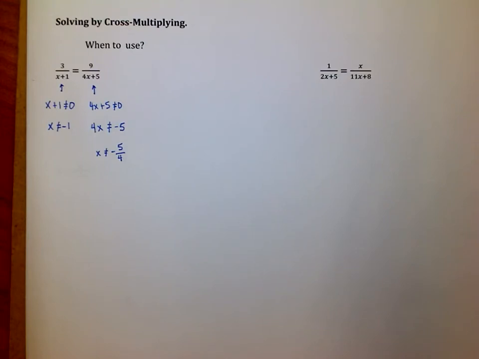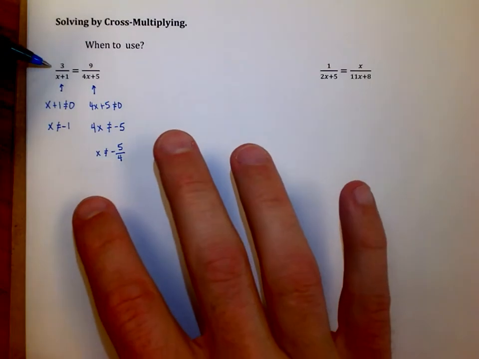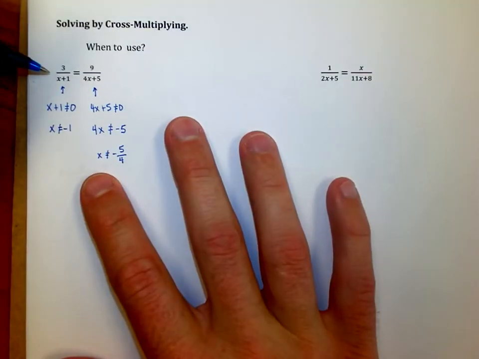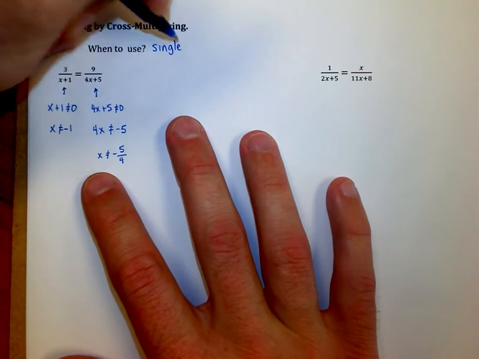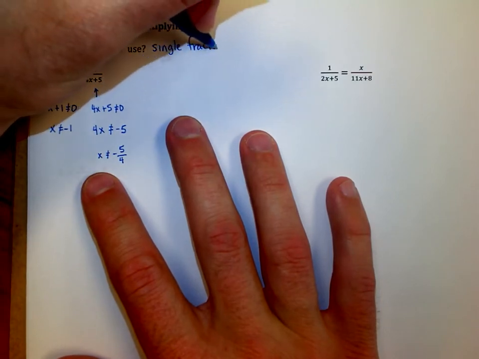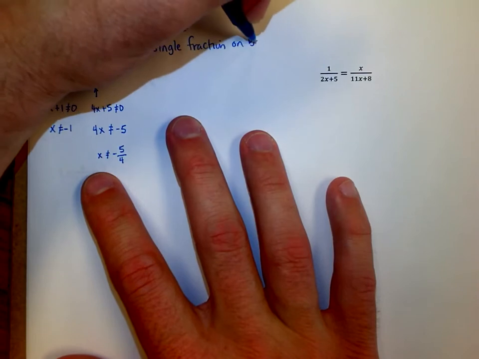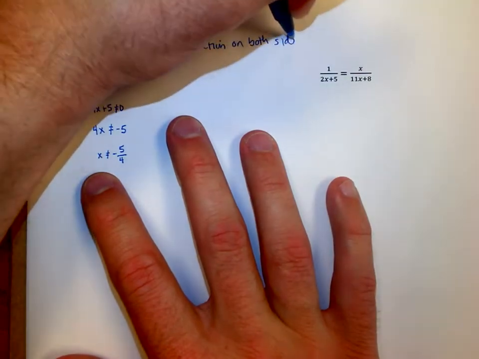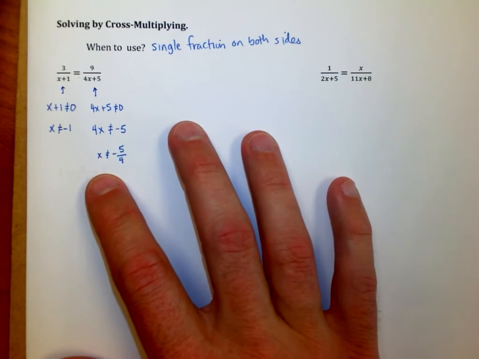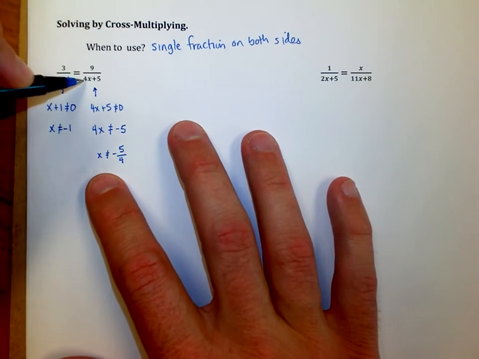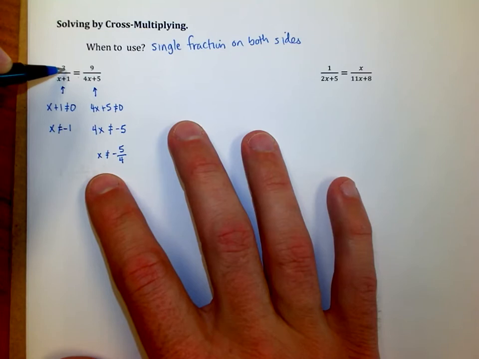The easiest thing to do when we have a single fraction on both sides is to simply cross multiply, okay? So whenever you have a single fraction on both sides, that is a good time to use cross multiplication. So cross multiplication, very simple. I'm going to take 4x plus 5 and multiply it times 3. I'm going to take the x plus 1 and multiply it times the 9.